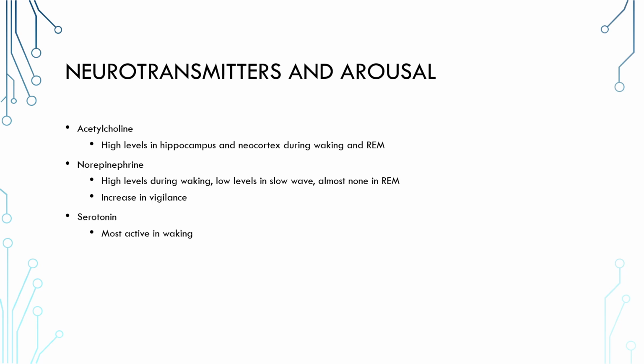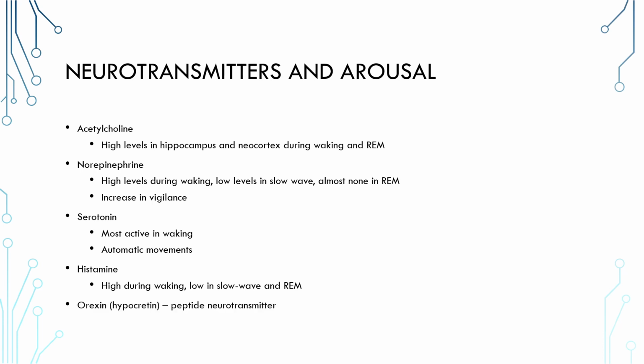Then we have serotonin. We see most of it occurring in the brain during wakeful times. And again, these are excitatory neurotransmitters. We think that this is related to more automatic movements. Automatic movements are things like chewing and swallowing, things that you're going to be engaged in mostly when you're awake. Then we have histamine. This is high during waking and low in slow wave and in REM sleep, so similar levels to norepinephrine, for example.